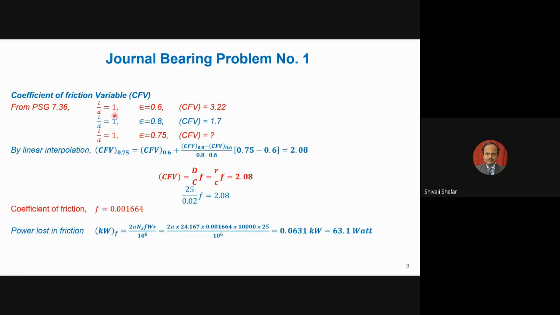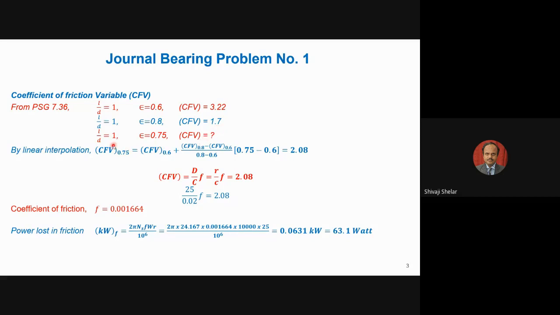For L by D equal to 1 and epsilon equal to 0.6, taken from PSG 7.36, the CFP value in that column is 3.22. Then similarly for L by D equal to 1 and eccentricity ratio of 0.8, the CFP value is 1.7.